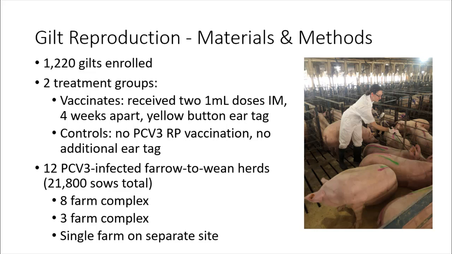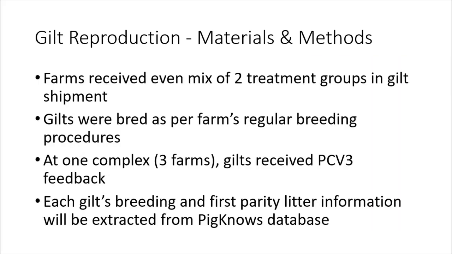And then those gilts were distributed to 12 infected farrow to wean herds, 21,000 sows roughly, 1 8-farm complex, 1 3-farm complex, and 1 single standalone cell farm. Again, each sow farm received both treatment and control gilts. They were bred normally. They were heat checked, entered into the herd, bred normally for the farm's normal protocol.